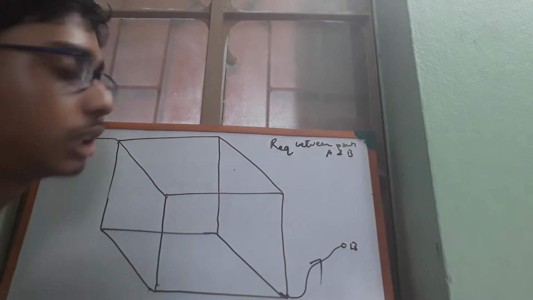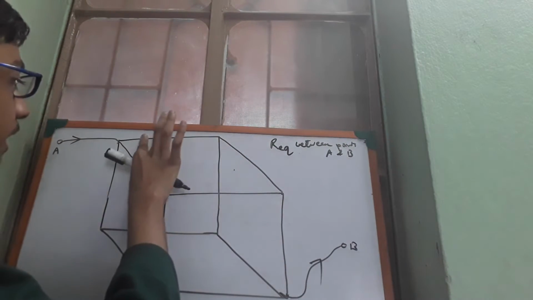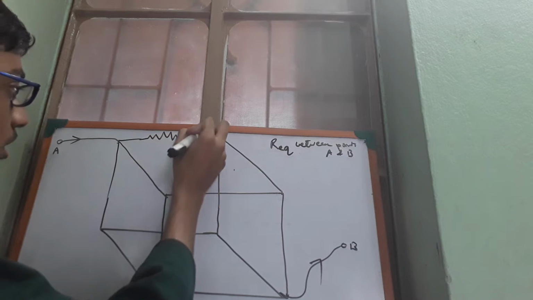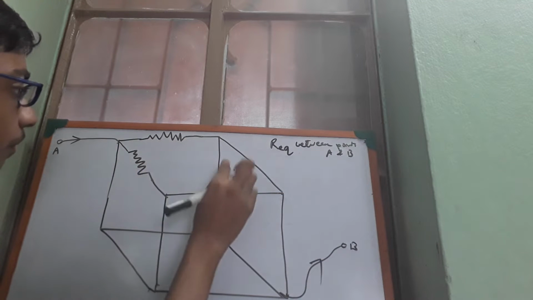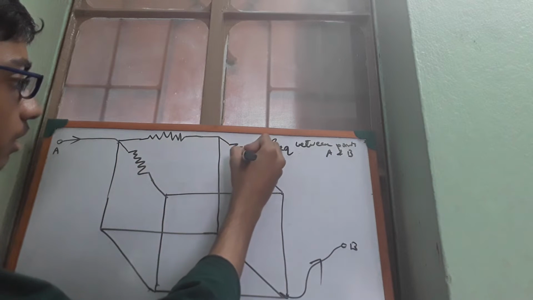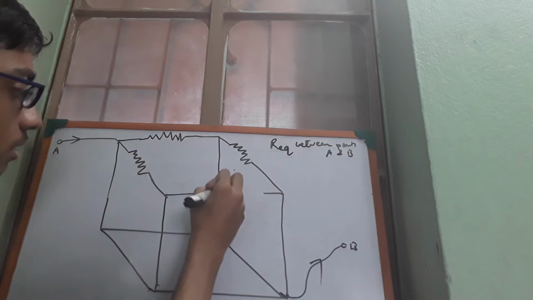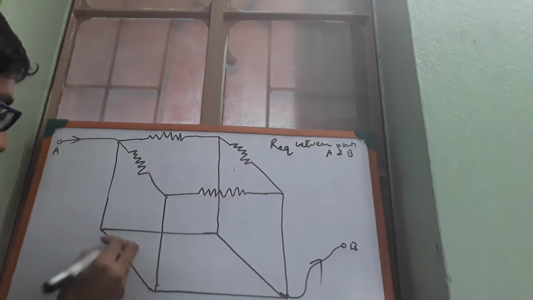You may use Kirchhoff's law and many other advanced things, but there's a really easy way to solve this. I'm going to show you this. So let's draw some resistors across each edge of the cube. There will be 12 resistors in all, right?